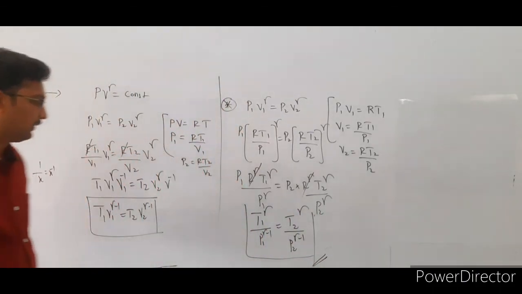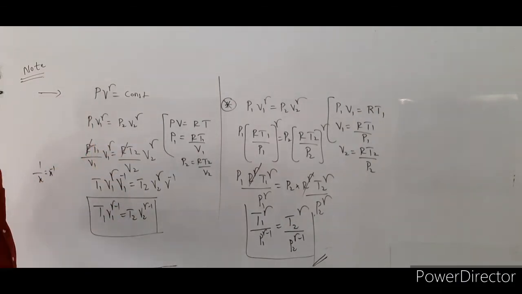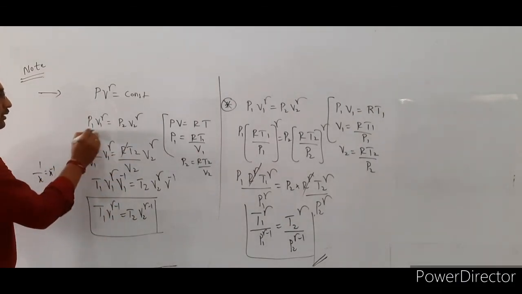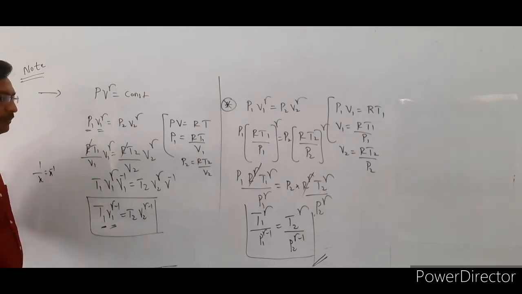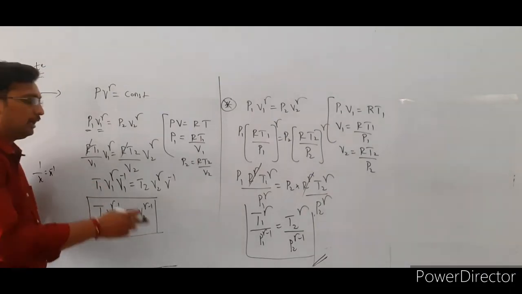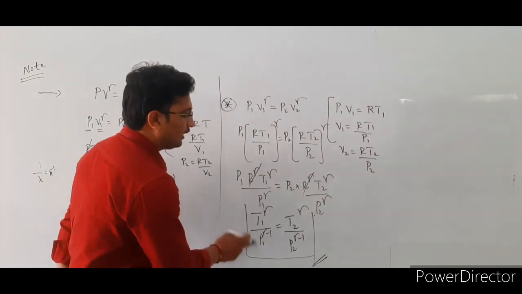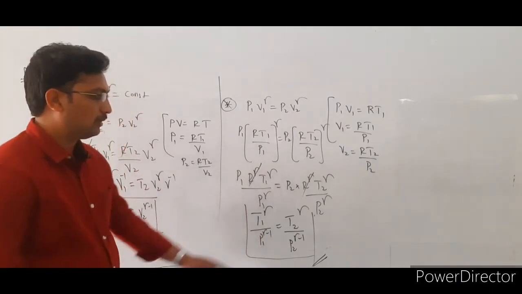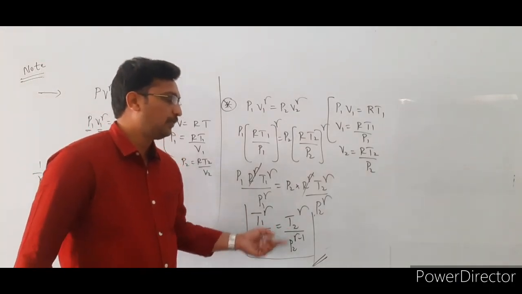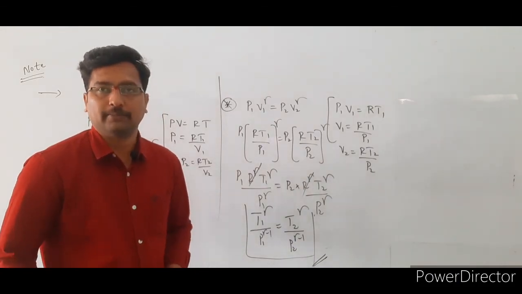Okay, so here the first relation is P1 V1 to the power of gamma is equal to P2 V2 to the power of gamma. So this is a relation between pressure and volume. Similarly, this is a relation between temperature and the volume, that is T1 V1 to the power of gamma minus 1 is equal to T2 V2 to the power of gamma minus 1, and this is a relation between temperature and the pressure, T1 to the power of gamma divided by P1 to the power of gamma minus 1, that is equal to T2 to the power of gamma divided by P2 to the power of gamma minus 1.